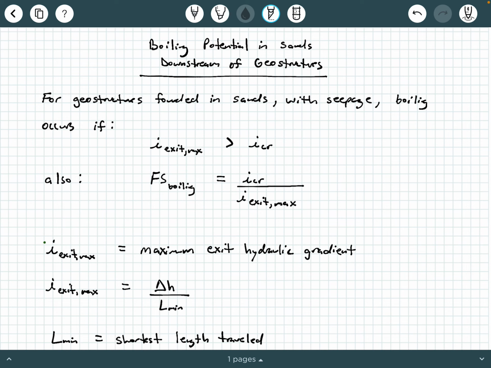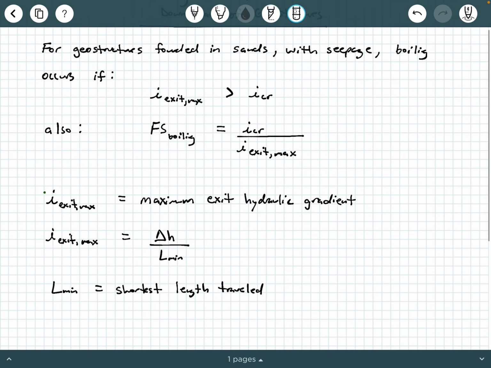And again, it occurs when the maximum exit hydraulic gradient is bigger than the critical hydraulic gradient. So we can develop a factor of safety against boiling as the critical hydraulic gradient divided by the maximum exit hydraulic gradient. Now, we define this here. The I exit max is the maximum exit hydraulic gradient, and this is on the downstream side of a geostructure. That's typically equal to what's called delta H over L min.